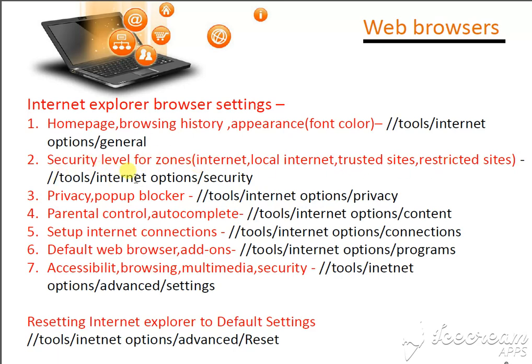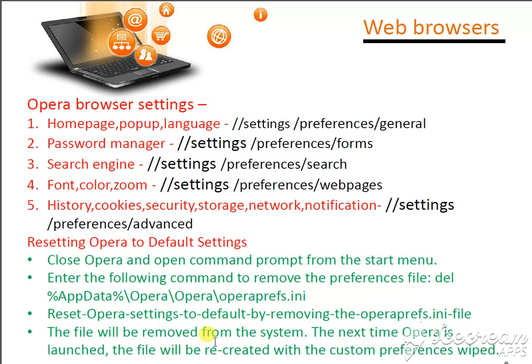Security is under Tools, Internet Options, under Security. Privacy, which provides pop-up settings, is under Tools, Internet Options, under Privacy. Parental control is under Tools, Internet Options, under Content. The default browser is under Internet Options, under Programs. Remember this and write them down. Then Connections, Accessibility, Tools, Internet Options, Advanced, and then restart, isn't it?